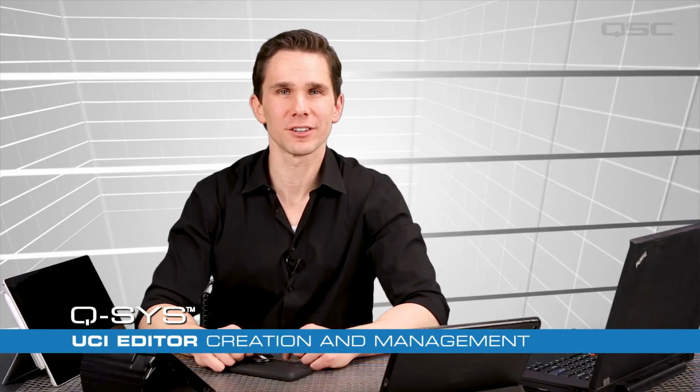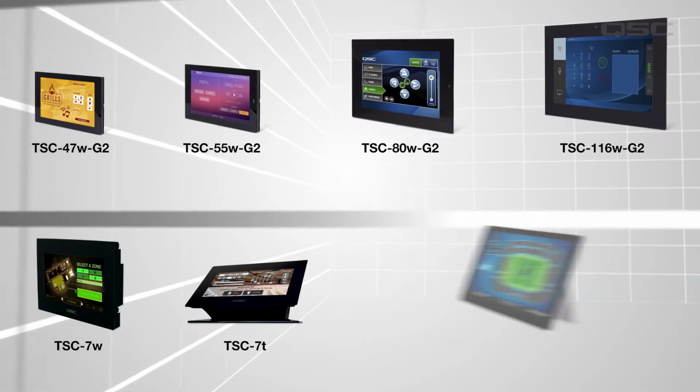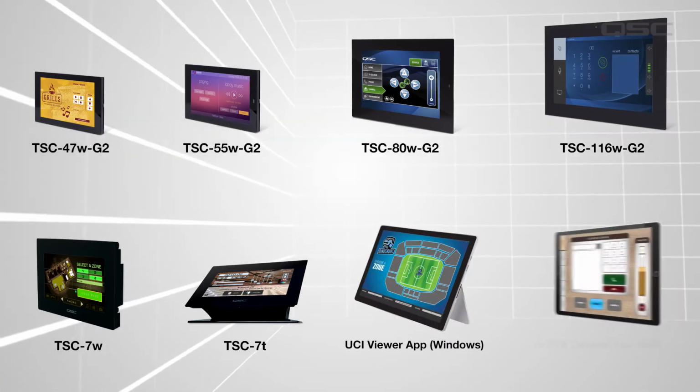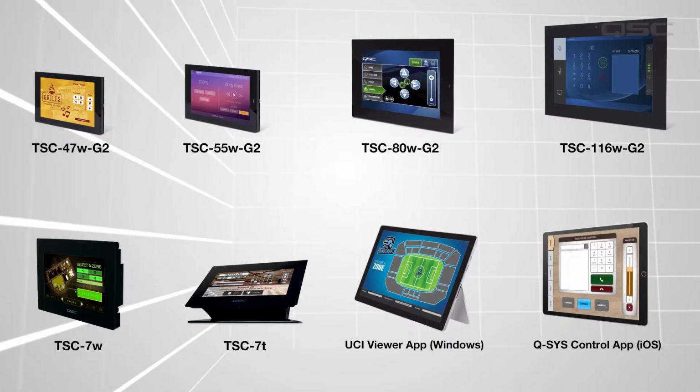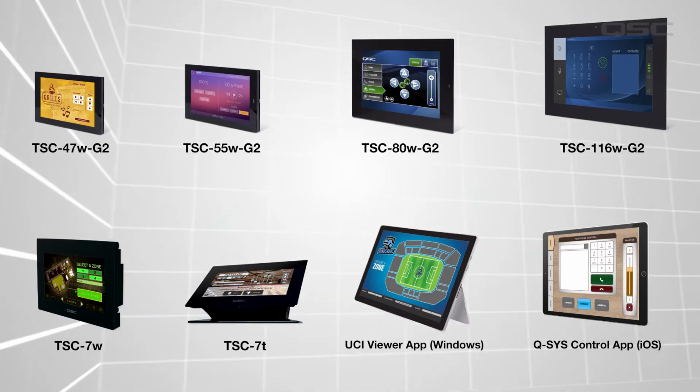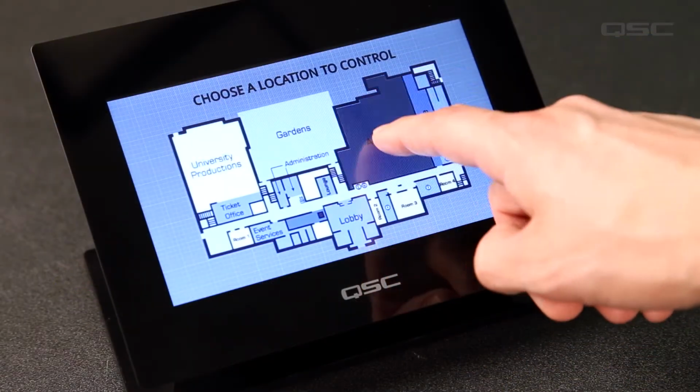The Q-SYS User Control Interface, or UCI for short, provides a means for an end user to control any part of a Q-SYS design via a network device, such as a Q-SYS user control touchscreen, a Windows-based PC, or an iOS device. The choice is yours as to how much or how little you want your user of the UCI to control the system.